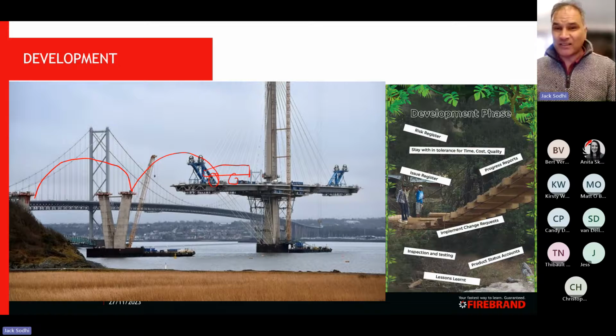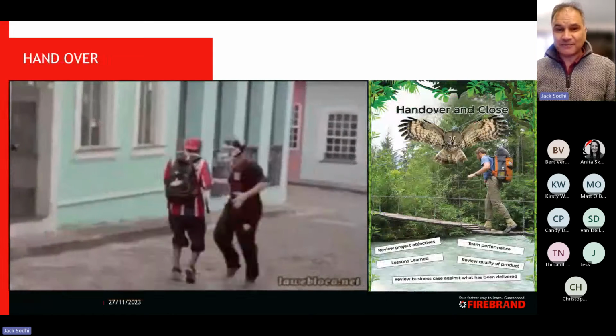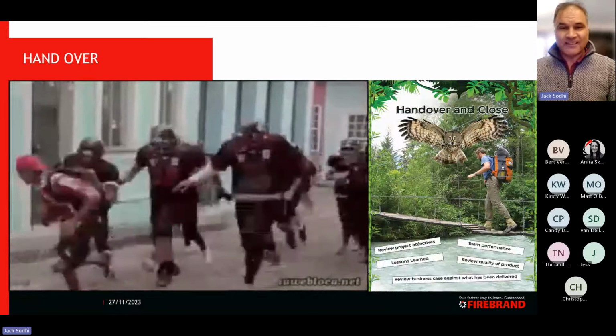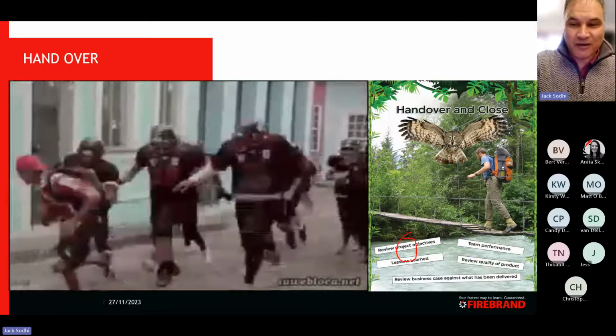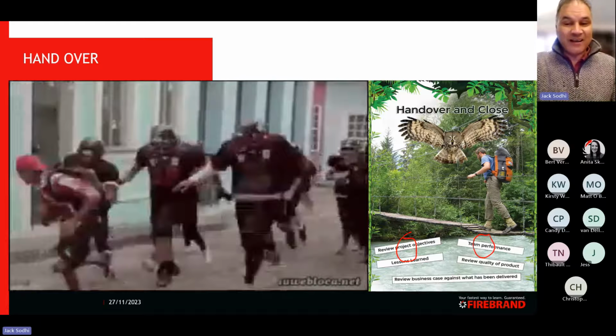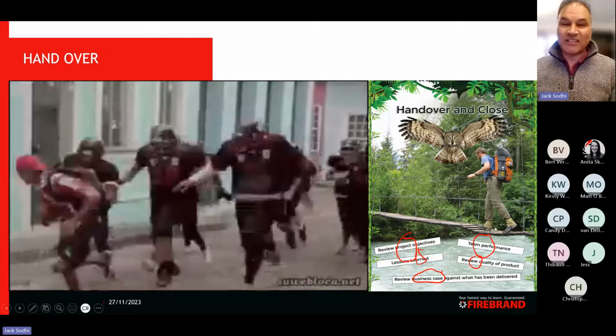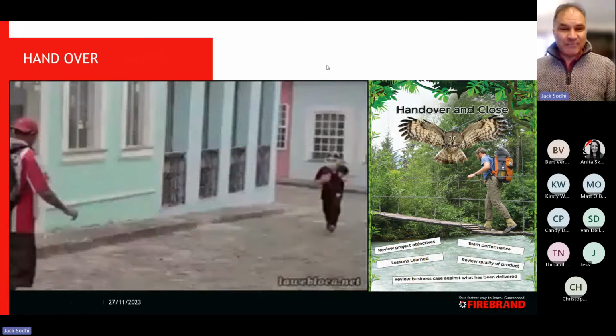But then finally, some projects hand over like this. So obviously we don't want to do that. We want to actually review what the project objectives were. We want to have team performance measurements, lessons learned, and reviewing the quality of it. And then finally, reviewing against the original business case. So we want to hand over in a more formal way when we finish a project, instead of just walking away. You can see the benefits there.